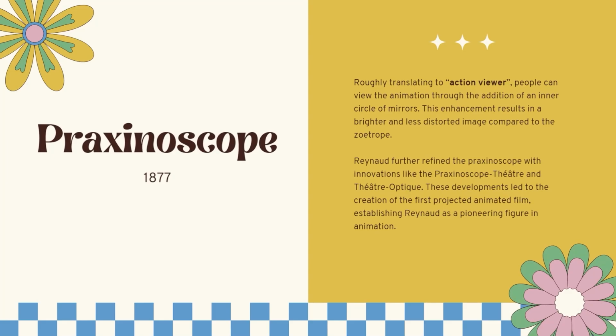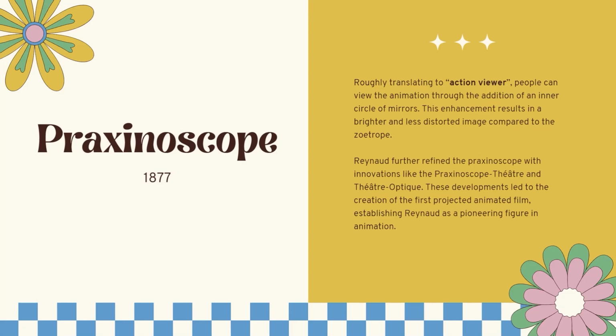The next device is the praxinoscope. Praxinoscope, roughly translating to action viewer, is the next iteration of evolution of the animation devices. This is considered the successor of the zoetrope, and the name of the device has its roots in ancient Greek as well. It was invented in 1877 by the French inventor Charles-Émile Reynaud.